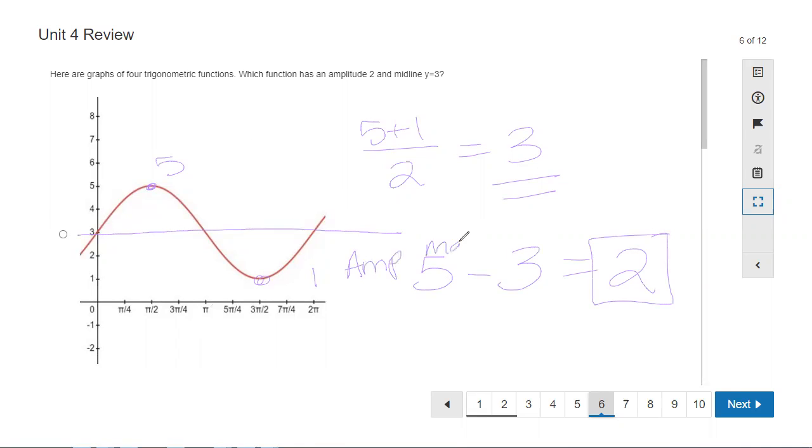So max minus mid gives you your amplitude. Max plus min divided by 2 gives you your midline. So this answer is correct for this problem.